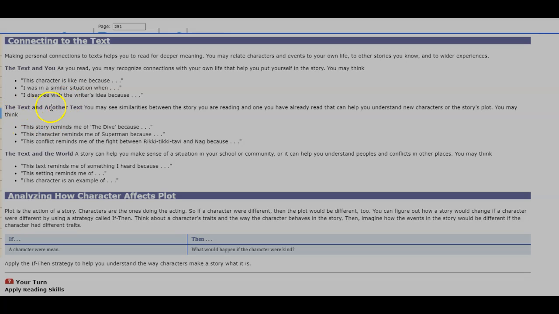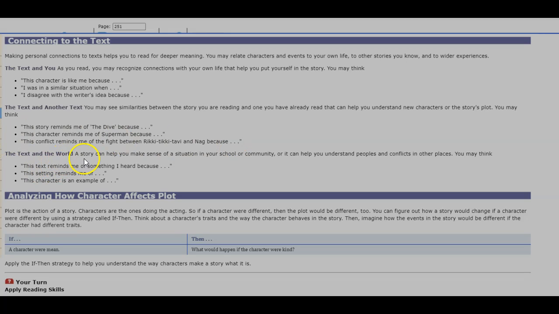The text and another text. You may see similarities between the story you are reading and one you have already read that can help you understand new characters or the story's plot. You may think, this story reminds me of The Dive because. This character reminds me of Superman because. This conflict reminds me of the fight between Rikki-Tikki-Tavi and Nag because.